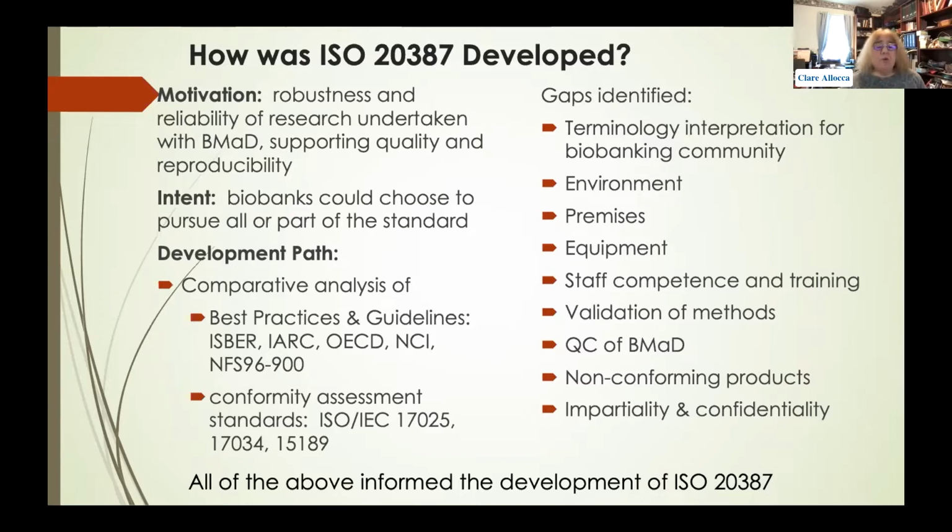But to start off, we did a comparative analysis of what was out there, what I'll call the biobanker's toolbox that was already there. There were a number of best practices and guidelines, some of which are listed here. And there are a number of conformity assessment standards, that is, standards that one has the ability to perform some kind of conformity assessment to. It's a demonstration of competence, and these are the ones for which you can become accredited. Some of the gaps that were identified when we originally developed this umbrella standard, a lot of this is about interpretation for the biobanking community.